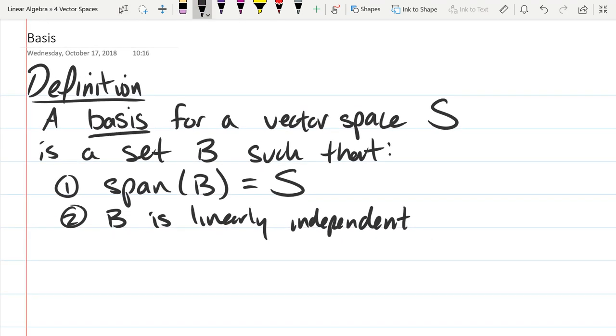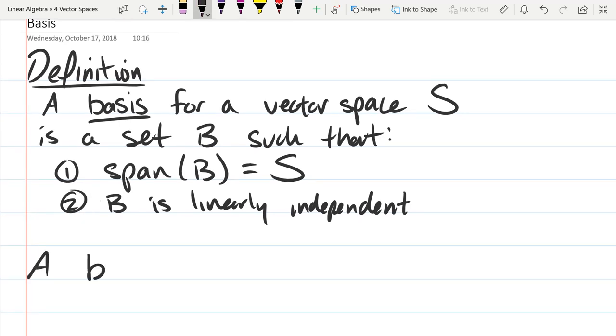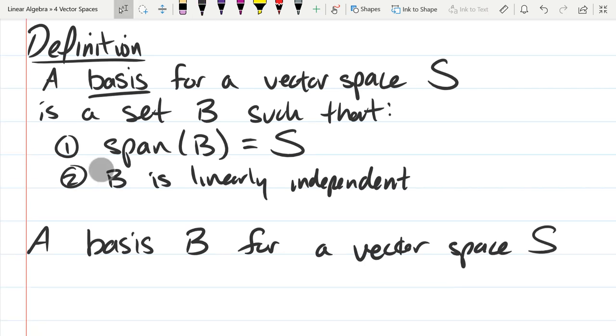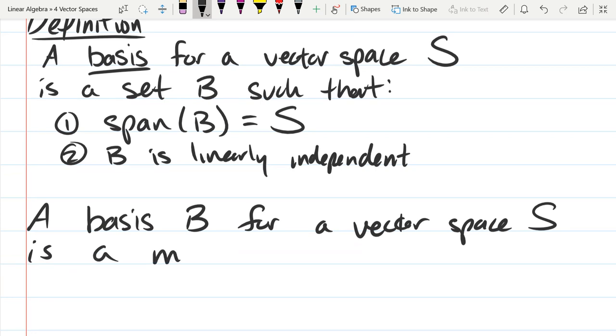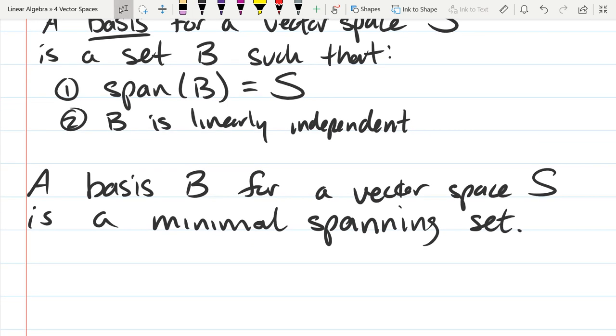That's a basis right there. So a basis B for a vector space S is a minimal spanning set. So it has to span the entire space and can't have extra vectors in there. So it's the minimal number of vectors you need to span and is heavily related to the dimension.